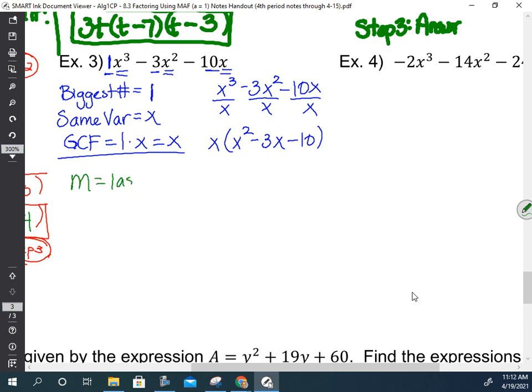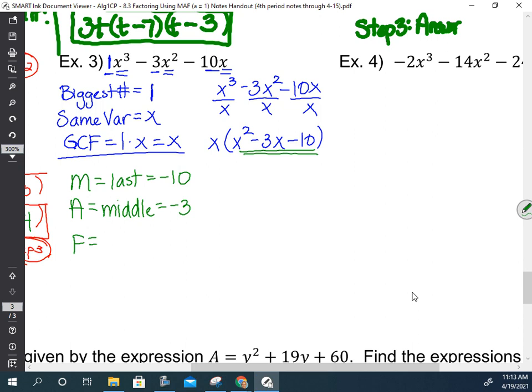So we added that last term. So we only have to worry about what's in the parentheses. The last term is negative 10. The middle term is negative 3.